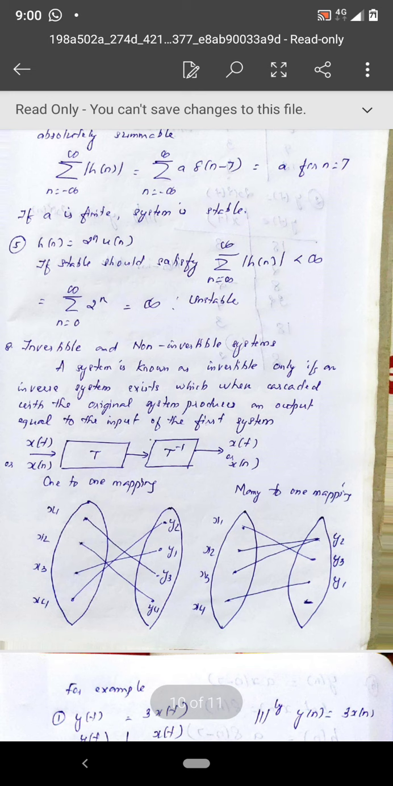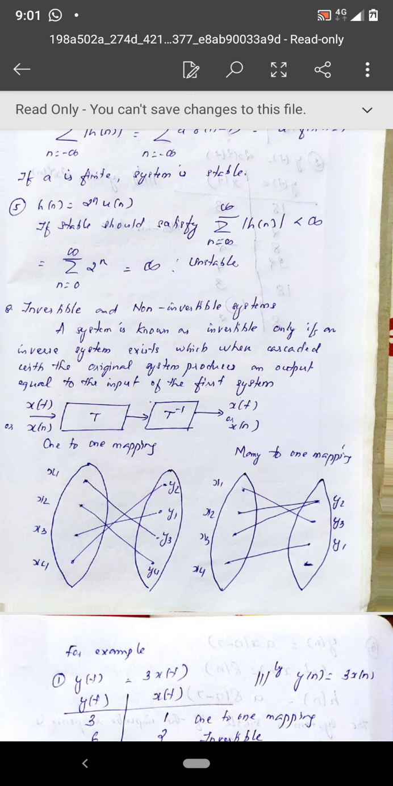Now, similarly, in the fifth example, you can see 2 raised to n times u of n. When you apply the summation from n is equal to minus infinity to plus infinity, as you're multiplying by u of n, your summation reduces to 0 to infinity. Okay. And the summation from n is equal to 0 to infinity of 2 raised to n is of course equal to infinity. So such a system is unstable.